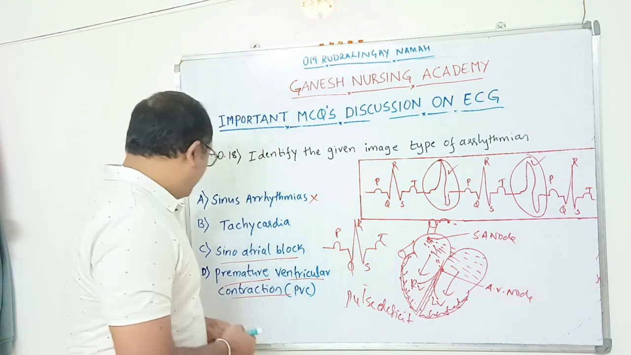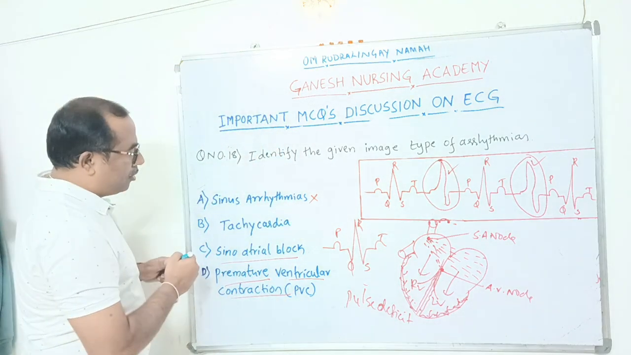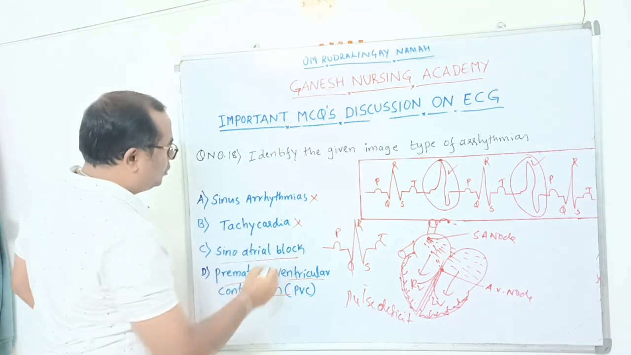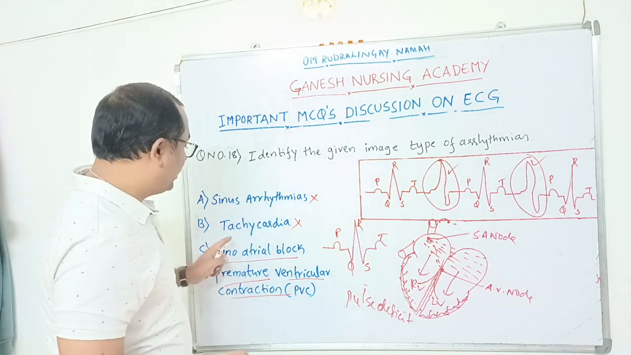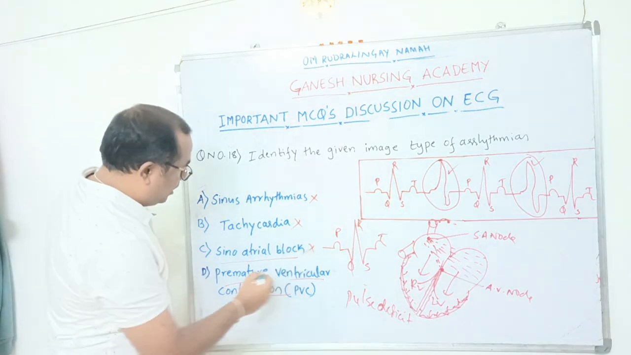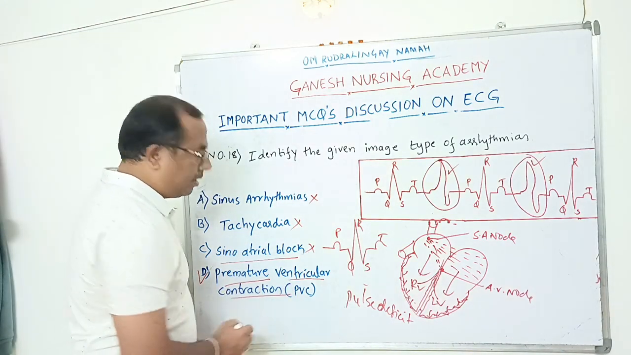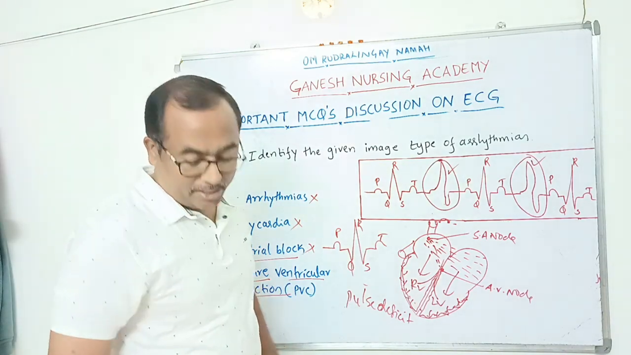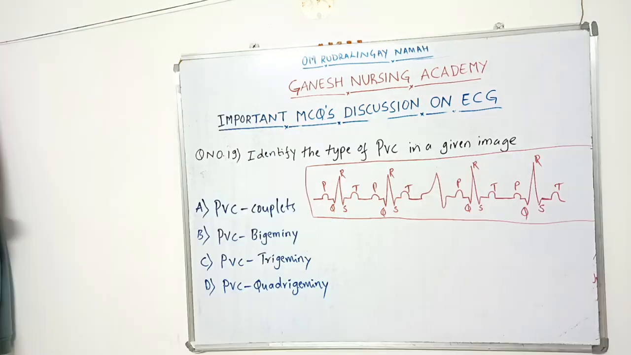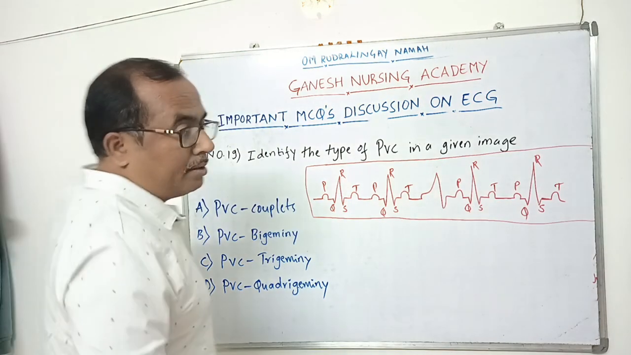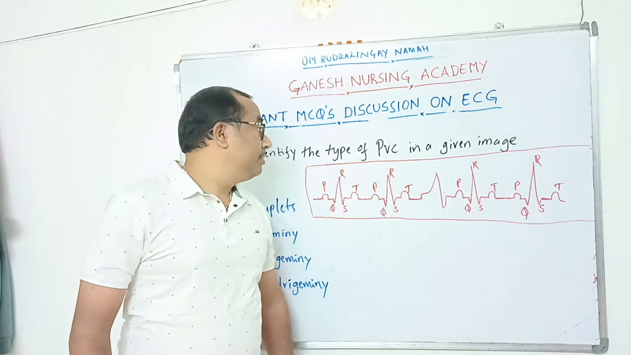So option A, sinus arrhythmias, is the wrong option here. This image does not belong to sinus arrhythmias, tachycardia, or sinoatrial block. The right option is option B, premature ventricular contraction. I hope this concept is clear for you. Okay, dear students, let's see the next question.